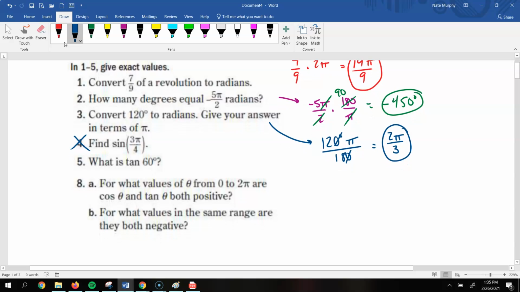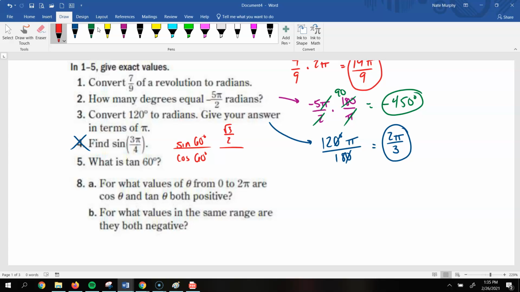For number 5, it says, what is the tangent of 60? Well, remember, the tangent is equivalent to the sine divided by the cosine. And the sine of 60 degrees would be square root of 3 over 2. The cosine of 60 degrees would be 1/2. Now I want to make sure that we simplify this or reduce this. So I'm going to multiply the top and bottom by the reciprocal of the denominator, which is 2 over 1. And then the 2's cancel out, leaving us with just square root of 3. So the tangent of 60 degrees would just be the square root of 3.